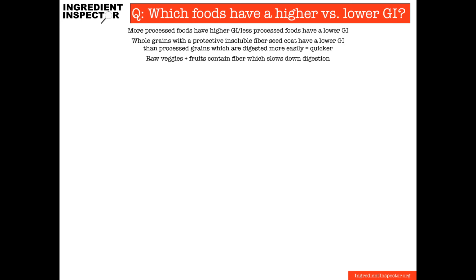Raw veggies and fruits contain fiber, which slows down digestion. And the slower digestion leads to a slower release of insulin.